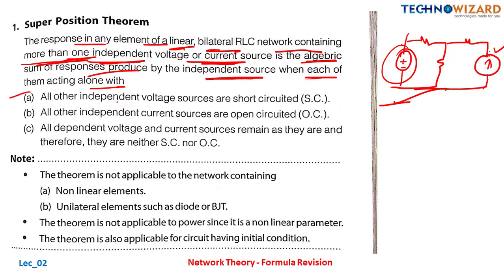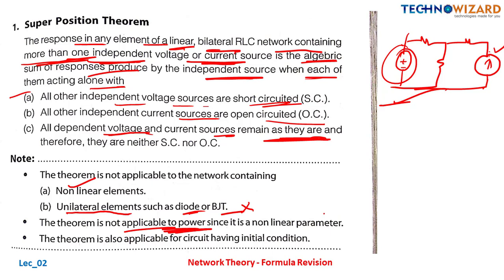Please remember these points. When considering a current source, all other independent voltage sources are short circuited. If you are considering voltage sources, then the current sources are open circuited. Dependent voltage and current sources remain as they are; we don't have to change them. This theorem is not applicable to non-linear elements. Remember this: it is not applicable to unilateral elements such as diode or BJT. This theorem is also not applicable to find power, since power is a non-linear parameter. The theorem is also applicable for circuits having initial conditions.